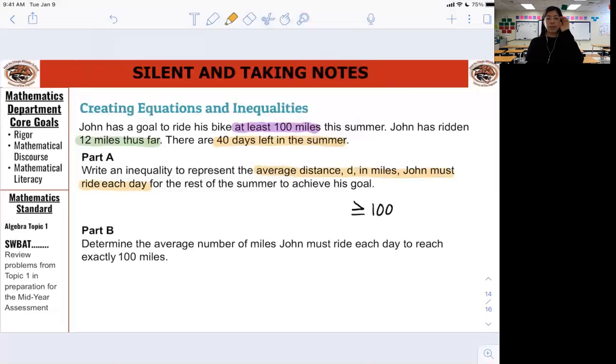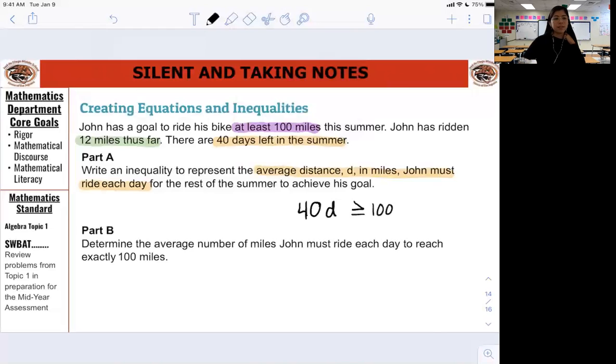So let's think about it. Can anyone think of how to complete this inequality? D will be in the middle, I believe. D will be in there somewhere. 12D. Okay, but 12 is how much he already did. Remember that D is the distance per day. 40D. Yeah, so it's not the 12, that's what already happened. The 40 is what we're going to put next to the D, because the 40 is how many days are all left. Plus in my 40.